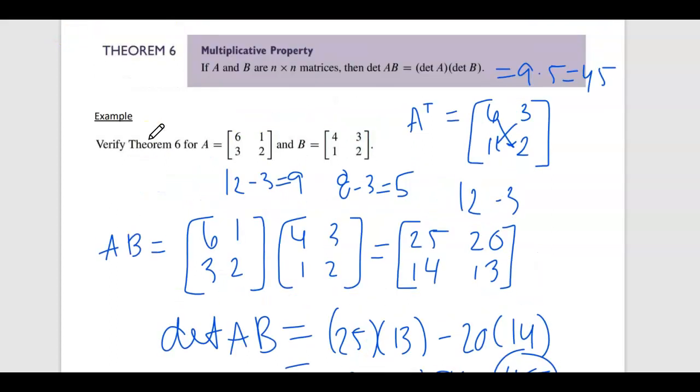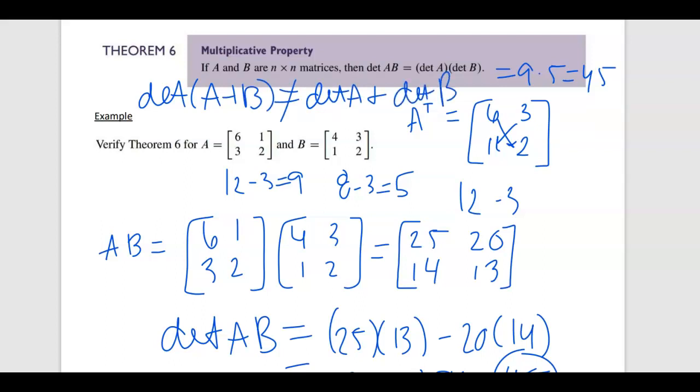It is important to note that the addition does not work. So the determinant of A plus B is not equal to the determinant of A plus the determinant of B. This is just because of how multiplication versus addition works really at the base of it all. But you could show that A plus B, when you take that determinant, does not give you 14. And it would kind of show why that's the case.